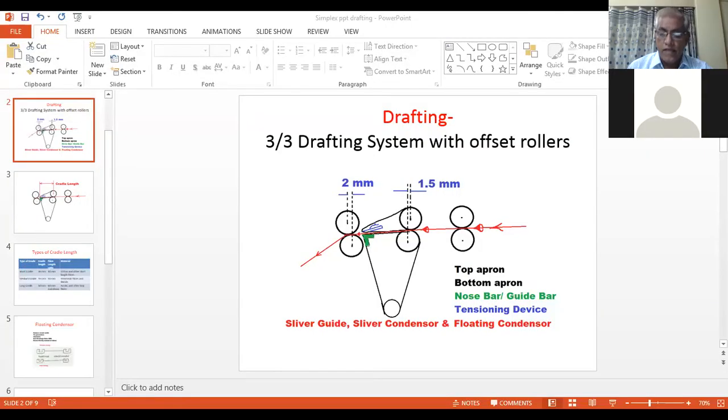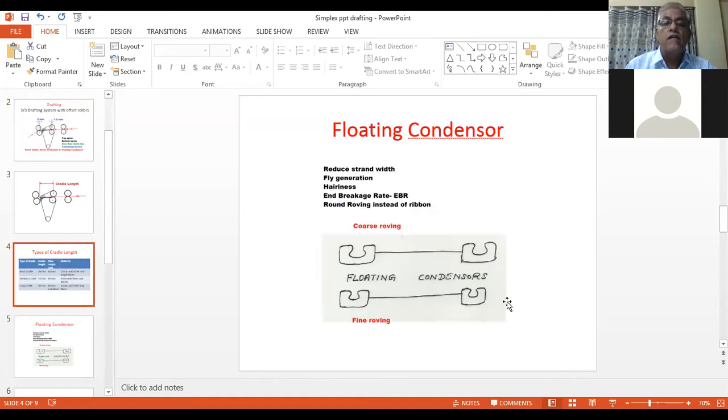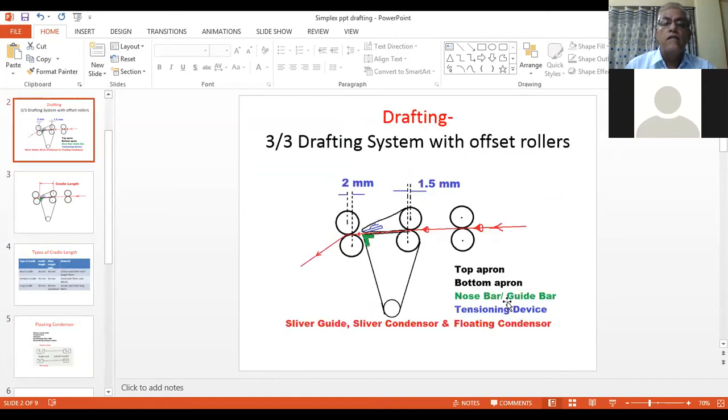Hello friends, today we will study drafting in simplex machine. In this topic we will study what are the important parts of drafting system and what is their importance.